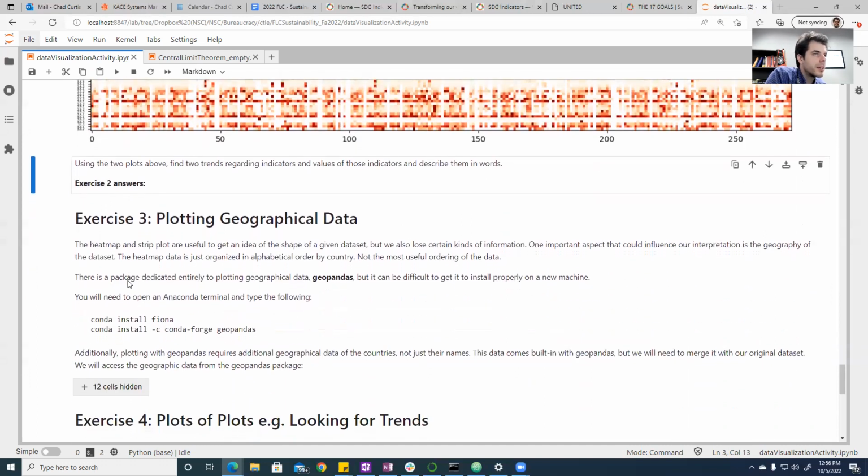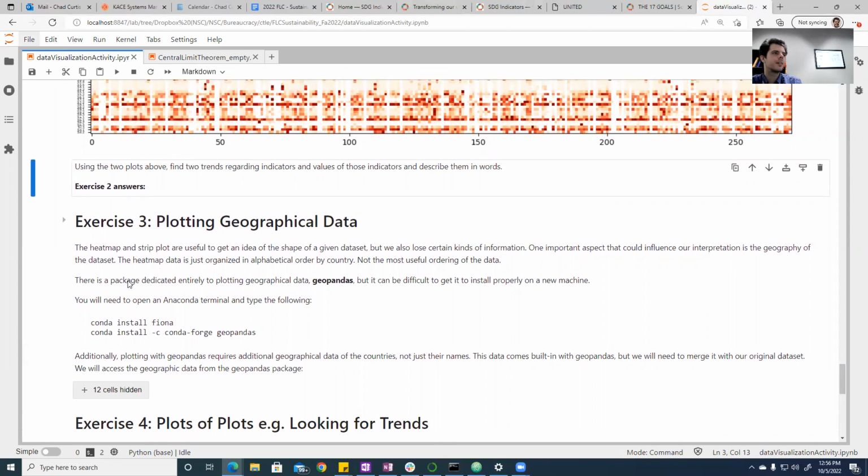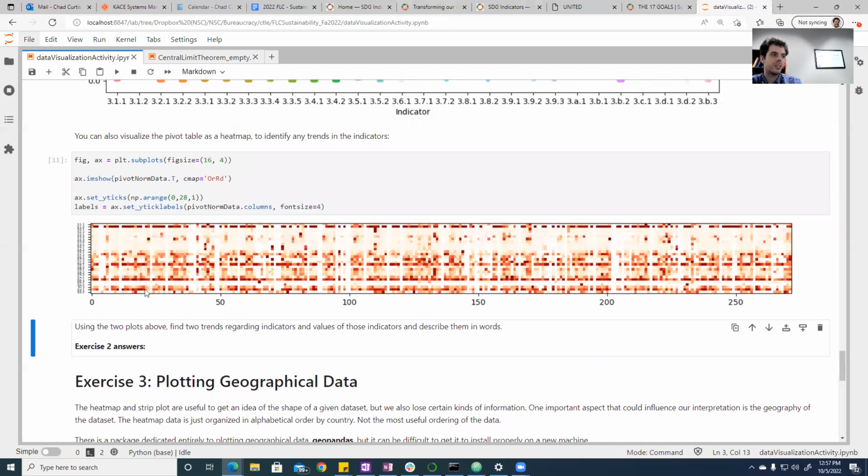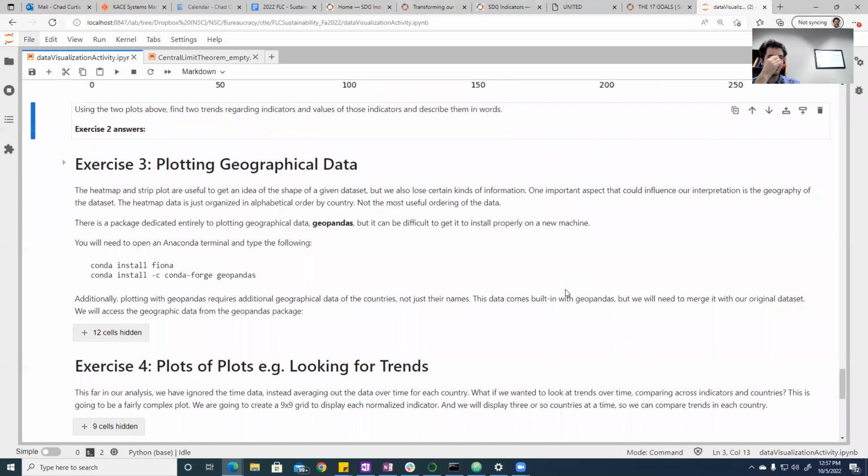Awesome. Okay, one of the disadvantages to those strip plots that we just saw is we lost a lot of information about the countries, right? In the first plot, each country is just a dot, but we don't know which country is related to which dot, right? So we've lost geographical information. This one organizes them alphabetically, right? Countries alphabetically. Still not useful. It would be nice if we could bring that geographical information back in.